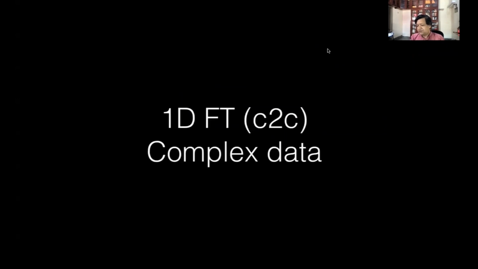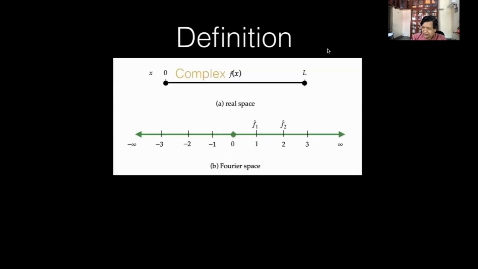So let's start with the definition. The 1D Fourier transform, to be specific, is C to C. So my data is complex, C for complex and R for real. There are many examples, like the Schrodinger equation, where psi is complex. So in real space, my function f is a complex field, and for that complex field we define a Fourier series.